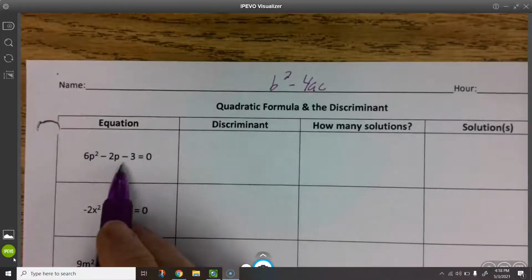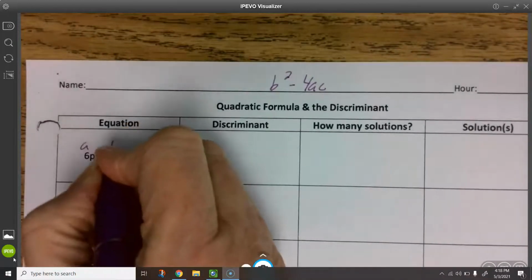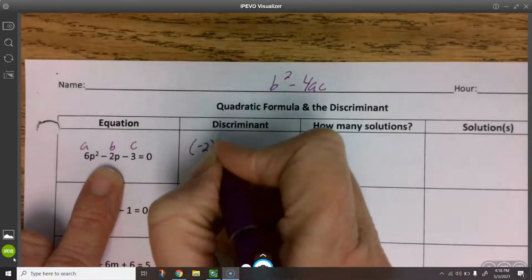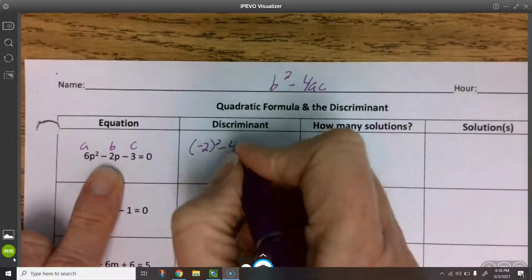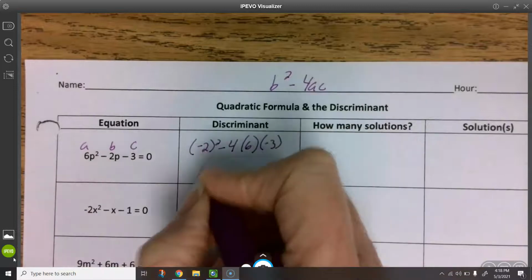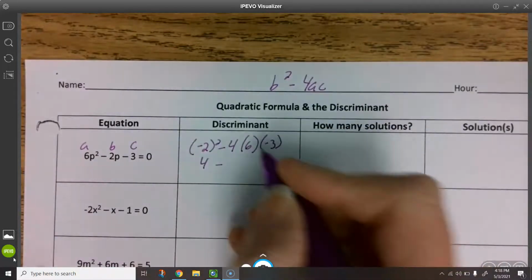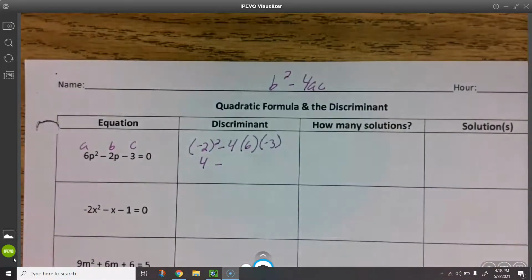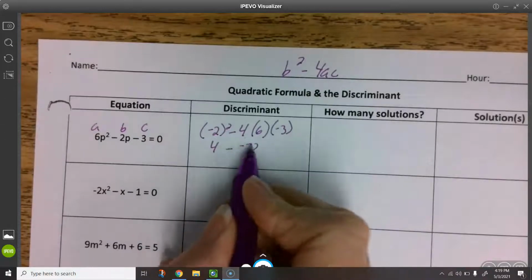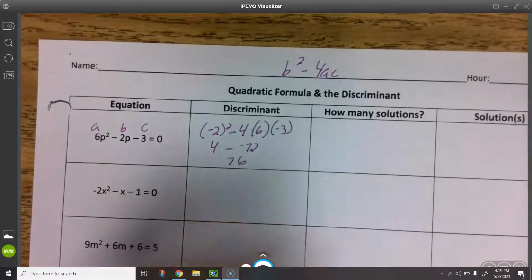So let's look at what the discriminant is here. Here's a, b, and c. So we have negative 2 squared minus 4 times a times c. That gives me 4 minus, calculator. So 4 times 6 times negative 3 is negative 72. So this is 4 minus a negative, so that's a positive 76.